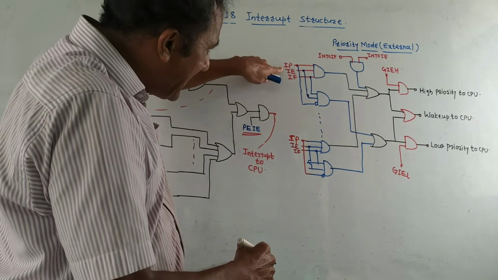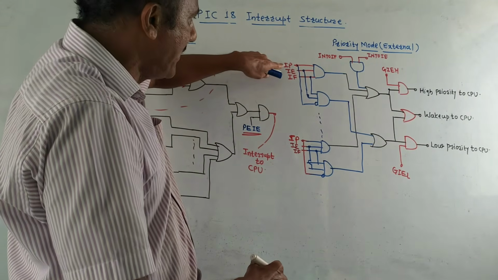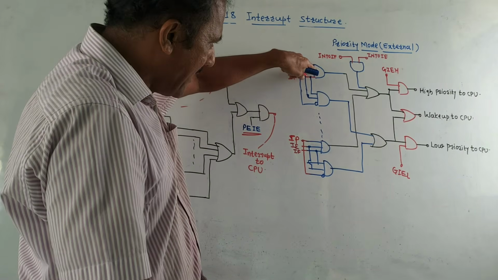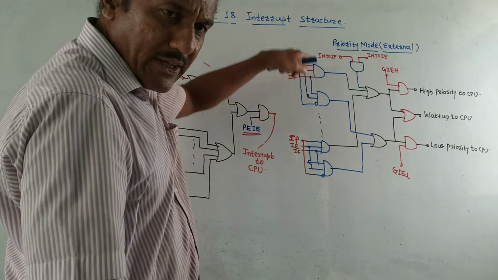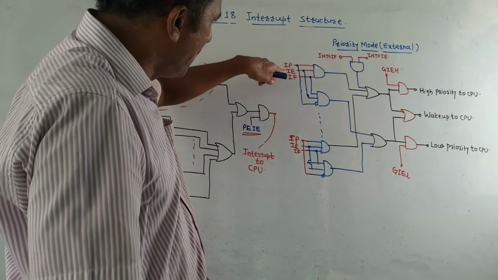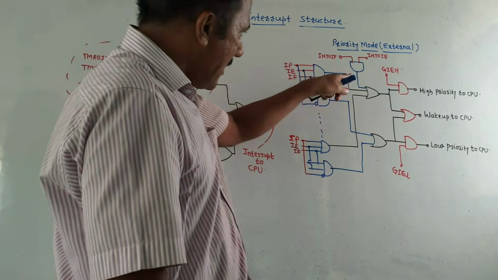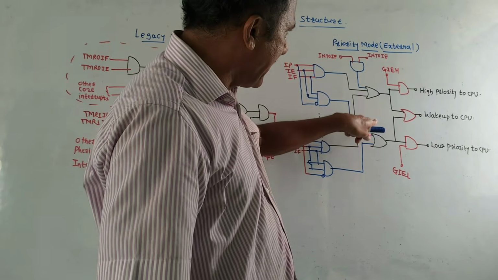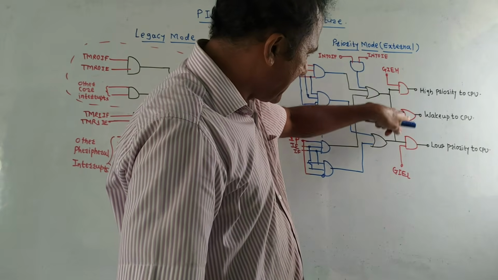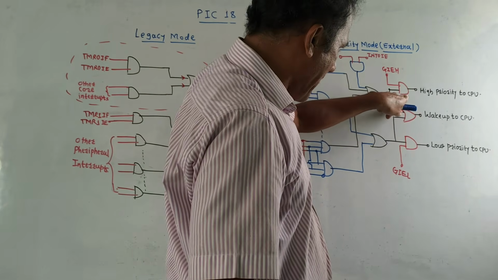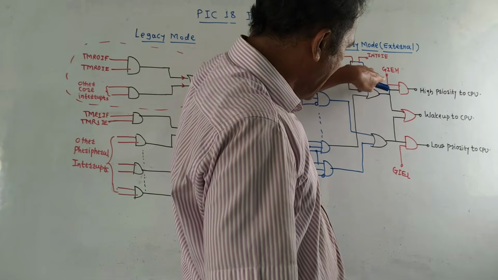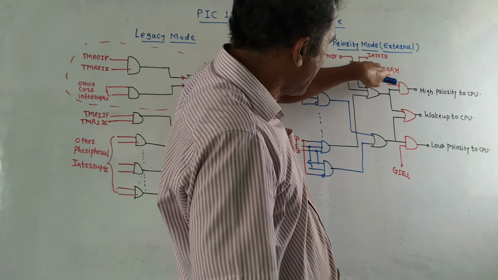Then IP, IE and IF, that is interrupt priority, interrupt enable and interrupt flag. These are the three inputs given to the AND gate. Likewise, depending on the number of signals, we will be using that many AND gates. Again the outputs of AND gates are applied to OR gate, and the last gates are such that the first AND gate generates high priority interrupt to CPU. So naturally another input to this AND gate is GIEH.